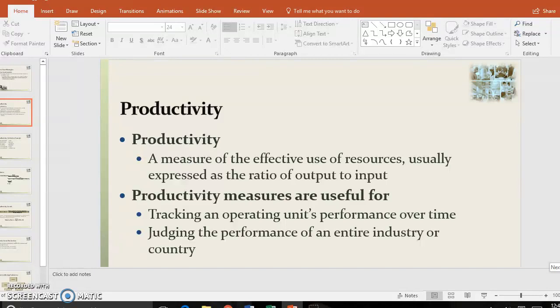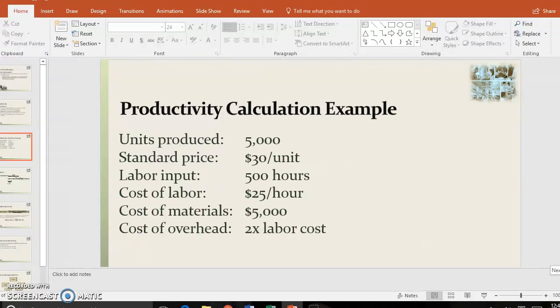Our productivity measures, mostly looking into the issues of our homework that's going to be due. It really is a measure of the effective use of resources, tracking an operating unit's performance, or being able to benchmark in a meaningful way the productivity of your group against possibly the entire industry, as many of these performance measures are identical from one company to another.